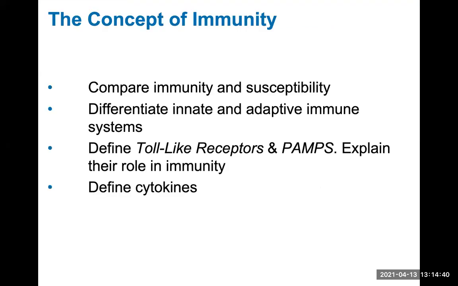So at the end of this first section, you should be able to compare and contrast immunity and susceptibility, innate and adaptive immune systems. You should be able to tell me what TLRs, toll-like receptors, are. You should be able to tell me what PAMPs are, and what their role is in immunity. And then lastly, you should be able to define the term cytokines.